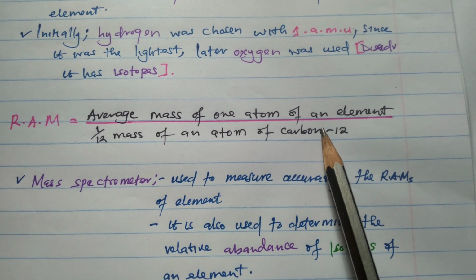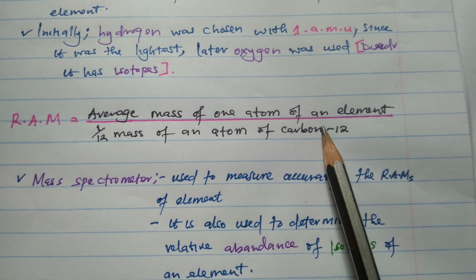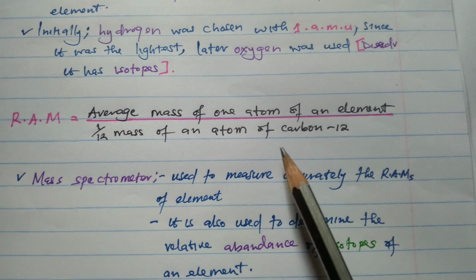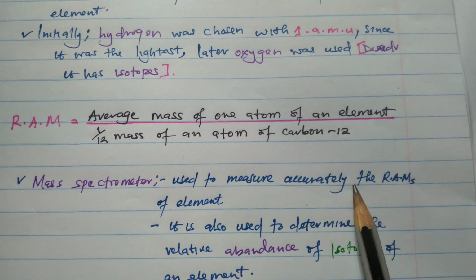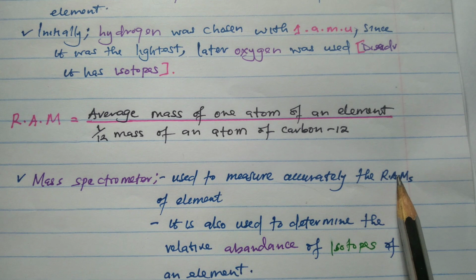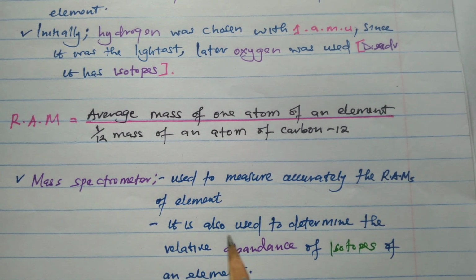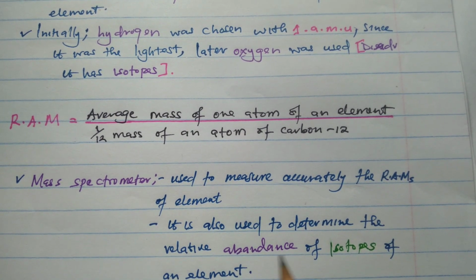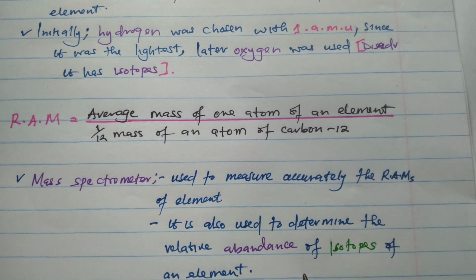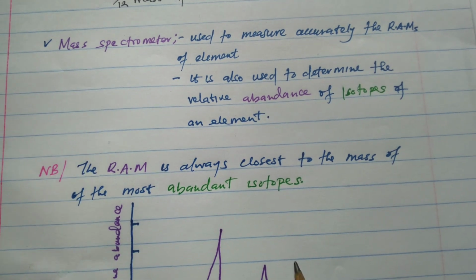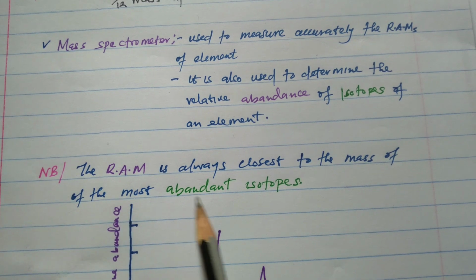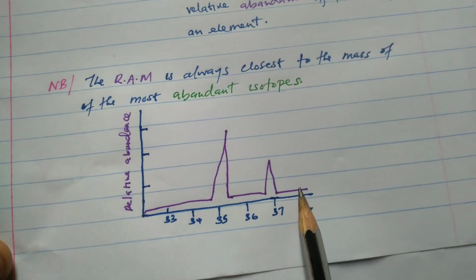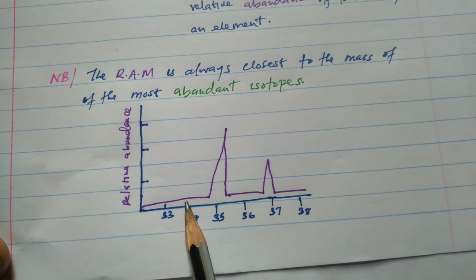The instrument that measures the atomic mass unit is usually referred to as a mass spectrometer. So it's used to measure accurately the relative atomic masses of an element. It is also used to determine the relative abundance of an isotope of an element. So one thing you need to note is that the RAM is always closest to the mass of the most abundant isotope. So in this particular diagram, I've tried to show the isotopes.